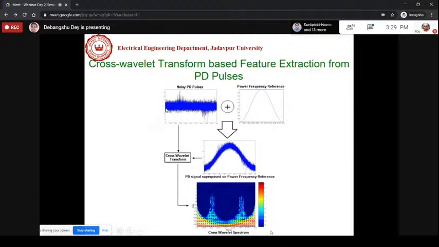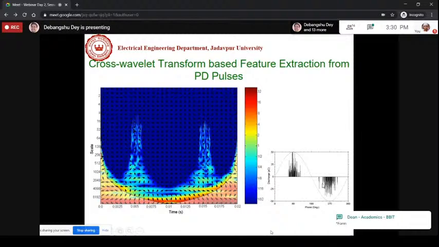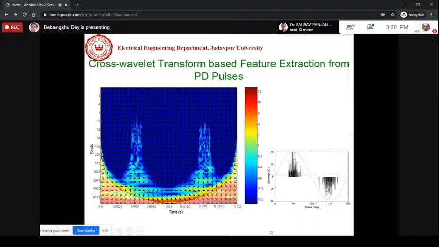We have performed the cross wavelet between these two, this one and that one, and the waveform looks like this. Let us have a bigger magnified view. Usually the PD pulses occur in these regions. The right side diagram is the full cycle. In each half cycle, there are regions where the PD pulses occur and the colors change.